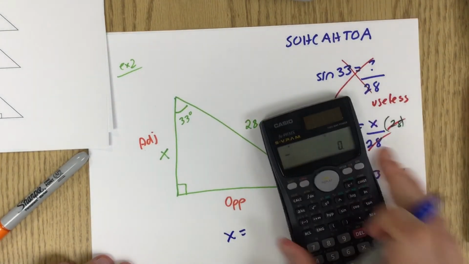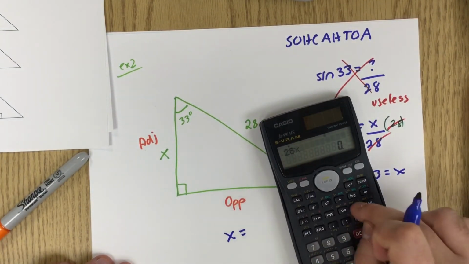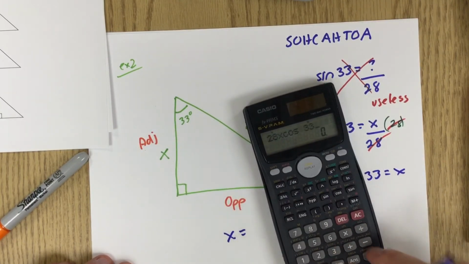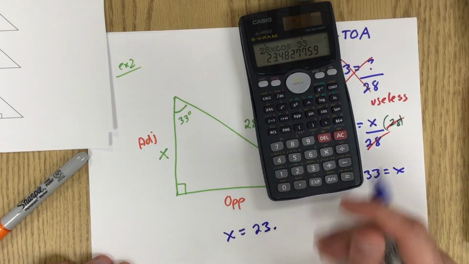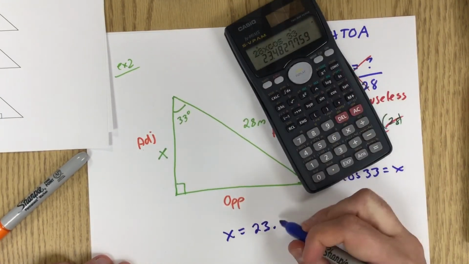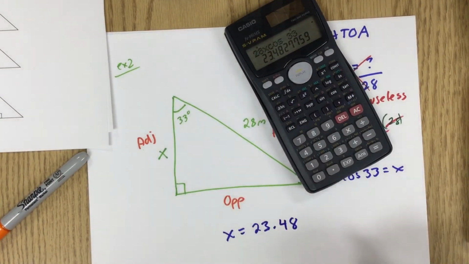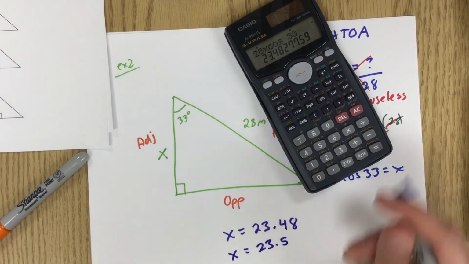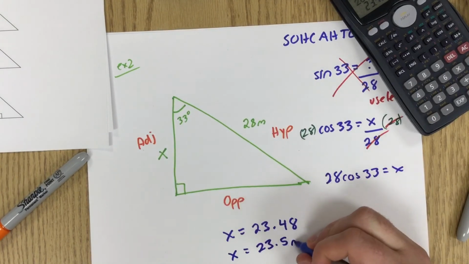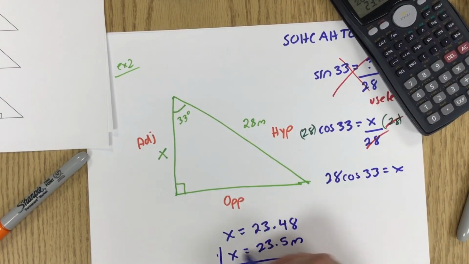So we're going to have to put that into the calculator. 28 times the cosine of 33 is 23.48, which is going to round to 23.5. And the units here are meters. So x is, in this case, 23.5 meters.